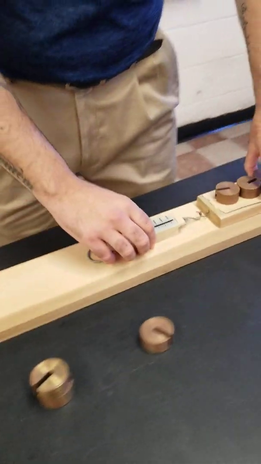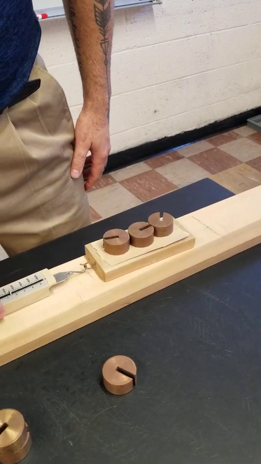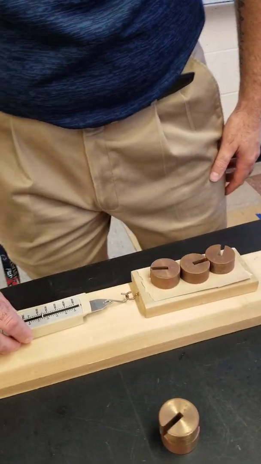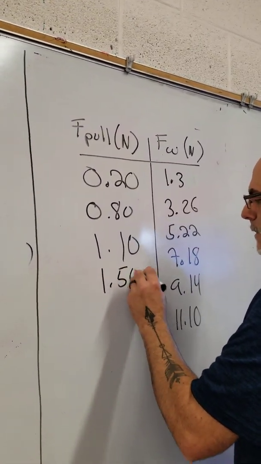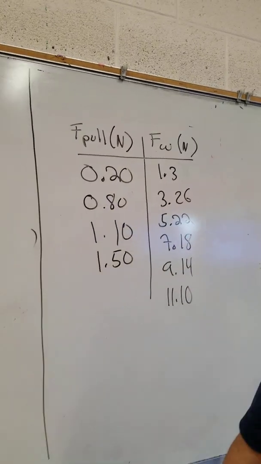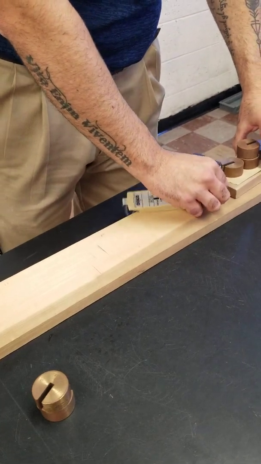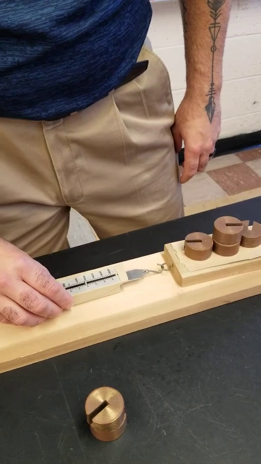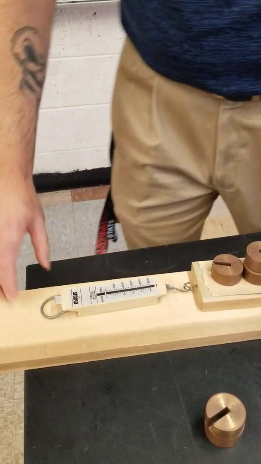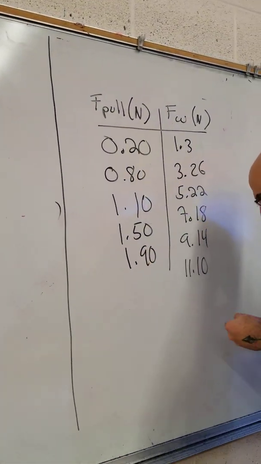One more block. 0.5 newtons, I think that's safe to say. I'm going to put another weight on it. Let's say 1.9. I think it's safe to say 1.9 on that. And last one.